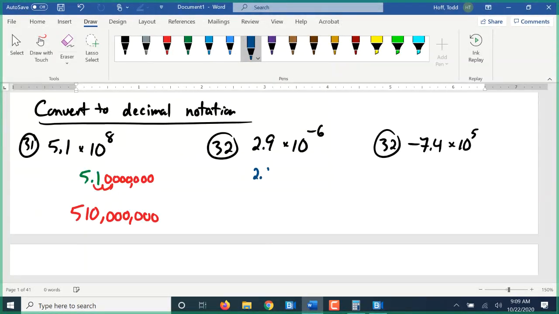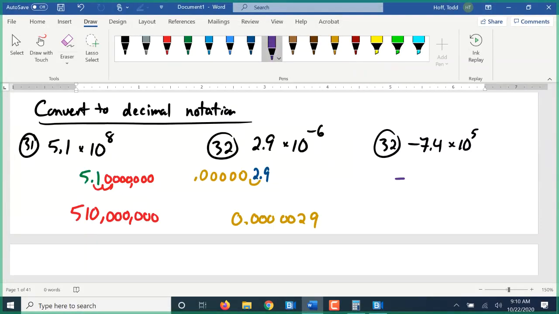Here I start with the 2.9. The 10 to the negative 6 says I have to move the decimal point 6 spots. The negative means this is smaller. It becomes smaller. So I go 1, add zeros, 2, 3, 4, 5, 6. Put in my decimal point. This is 0.000029.